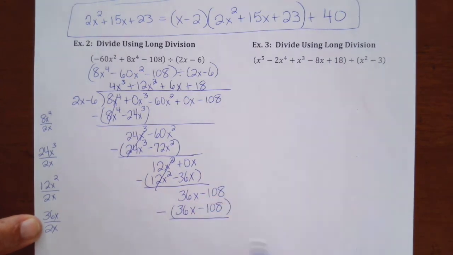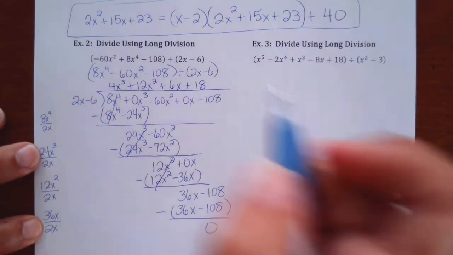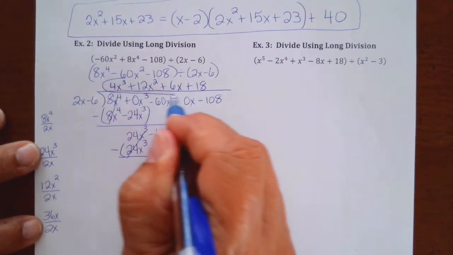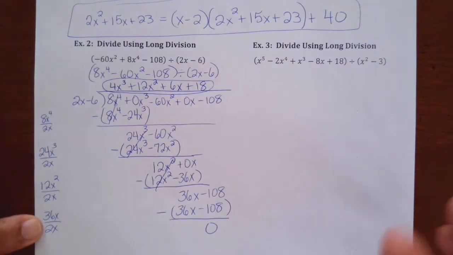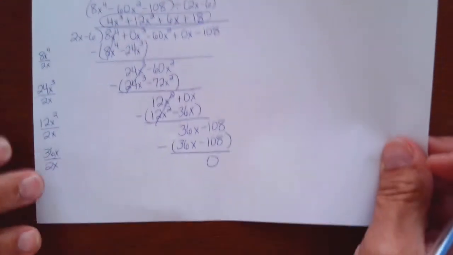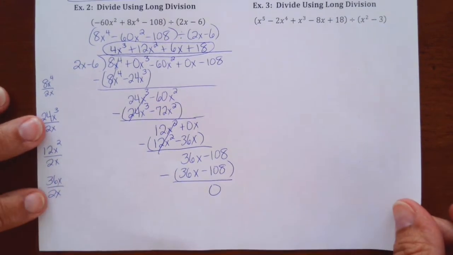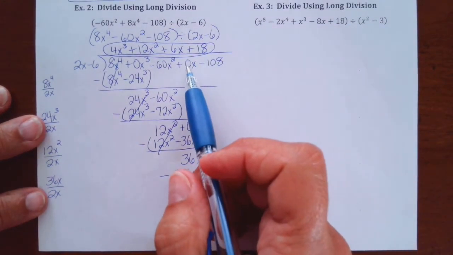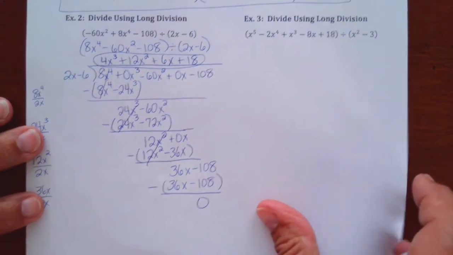Subtract. So 36 minus 36 cancels, and negative 108 plus 108, so we have a remainder of 0. Okay, so here is your quotient, and it went in evenly. Okay, so that would be your answer. All right, let's look at number 3.